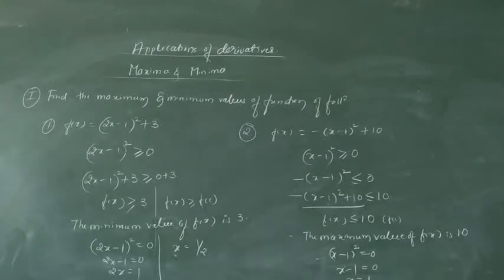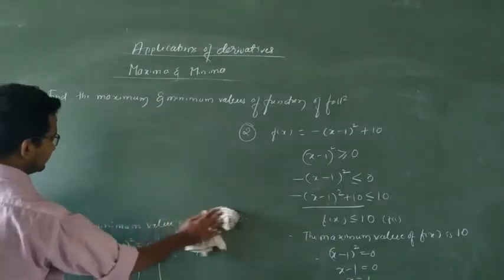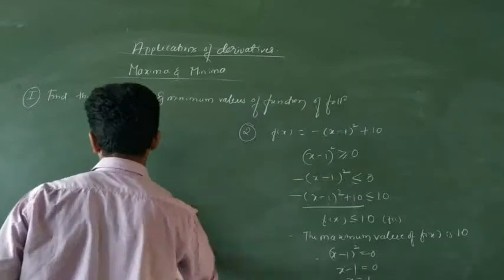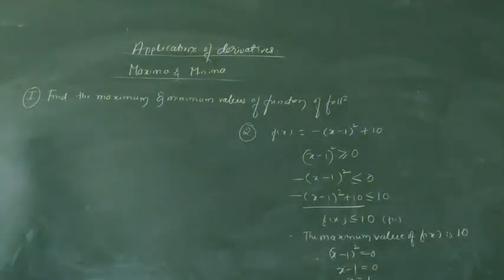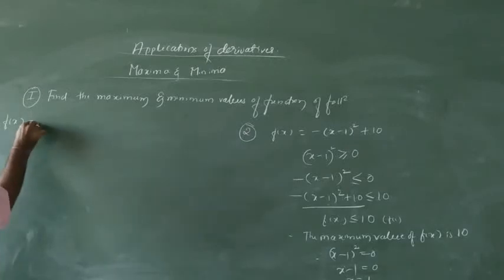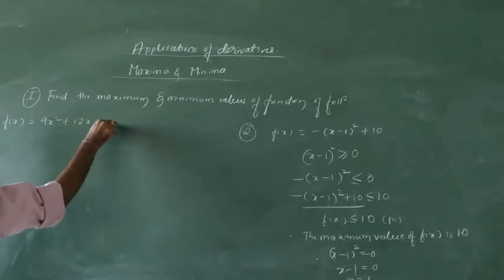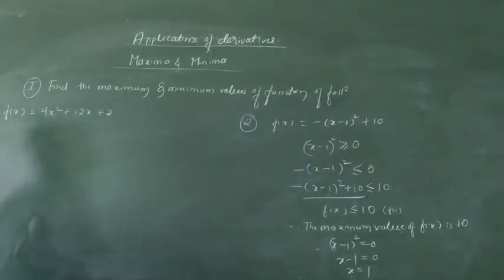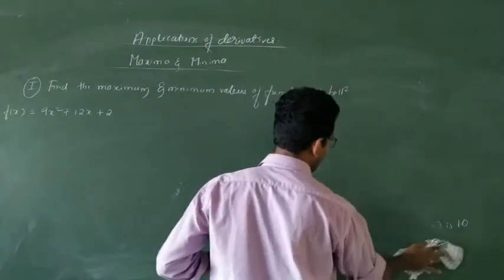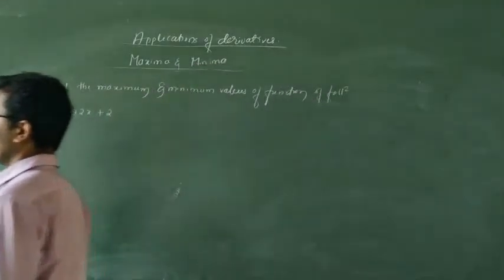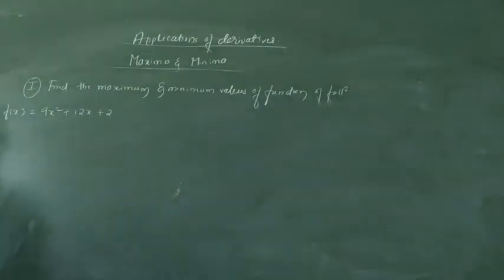Okay, so one more is there, the third example. This is a little bit of a different example. f of x is equal to 9x square plus 12x plus 2. But here there is no complete square number. What should I do with this? I have to convert this quadratic equation into a complete square, by taking ax square plus bx.